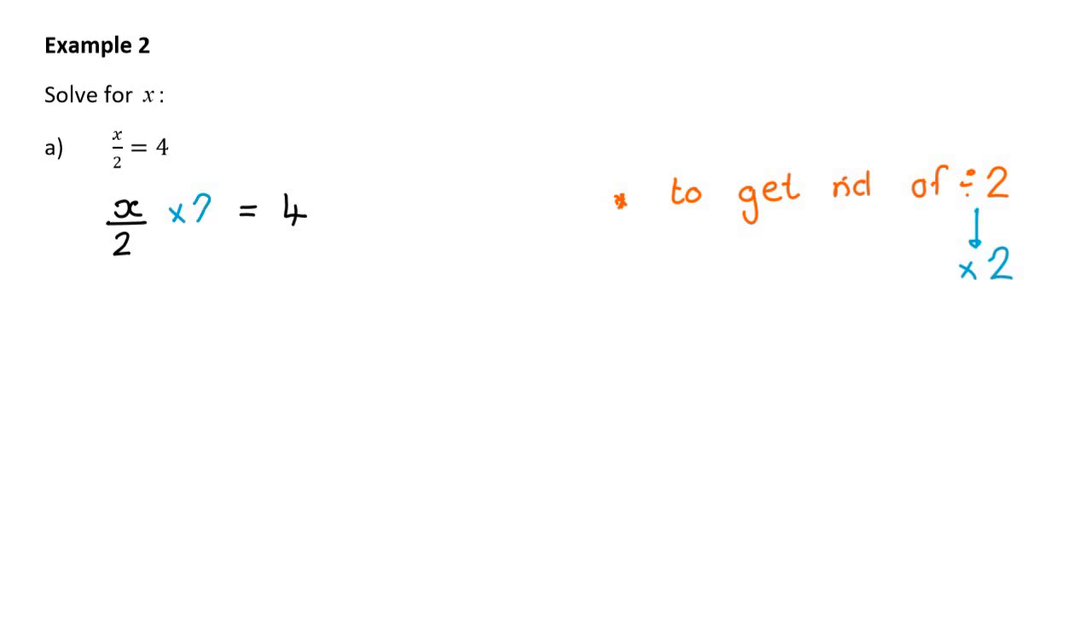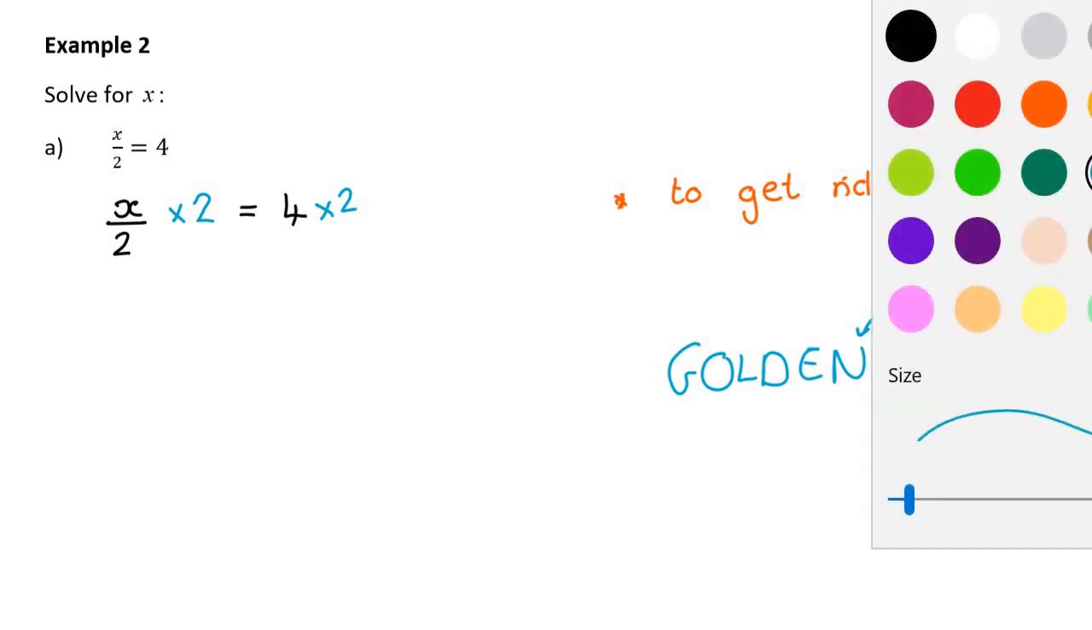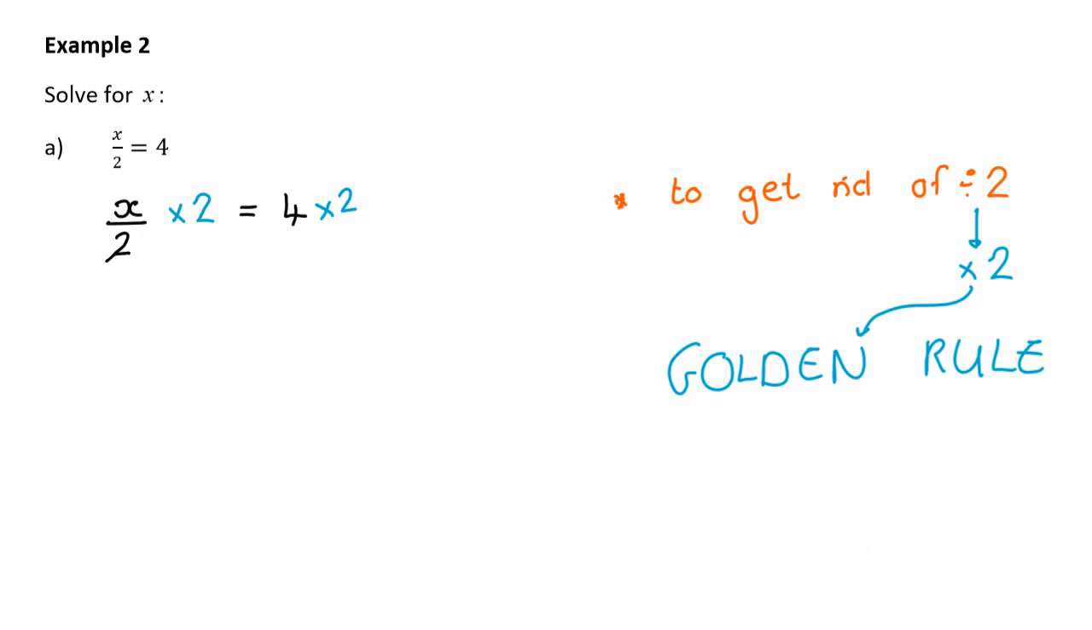But what you do to one side, I need to do to the other side. So I'm going to write here a little note to myself. Golden rule, giant capitals, really, really important. The moment you do something to one side of an equation, make sure you do it to the other side. Now what happens here is that my 2's cancel because 2 divided by 2 is 1. So I get 1x, or just x, and 4 times 2 is 8.